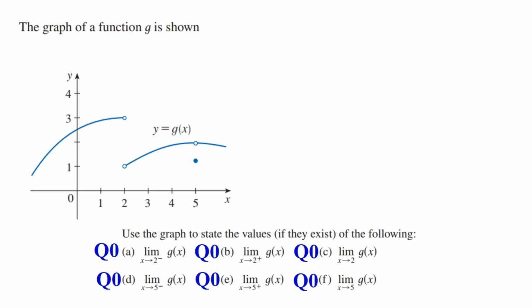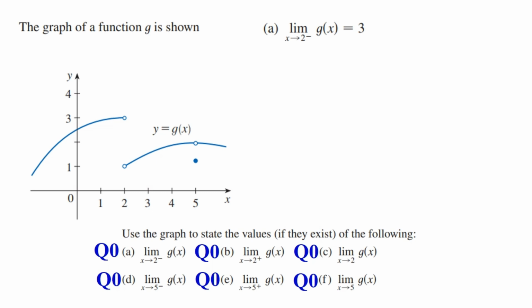If you look at this very well, you notice that as x is tending to 2 from the negative axis, you will notice that the function is actually equal to 3. That one is A.